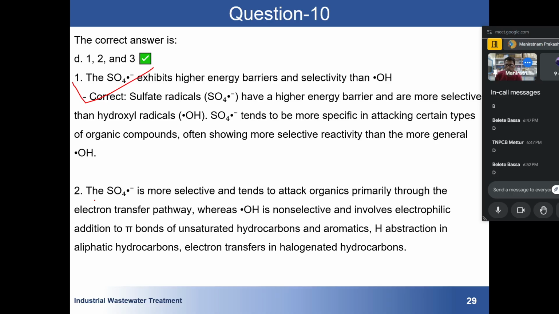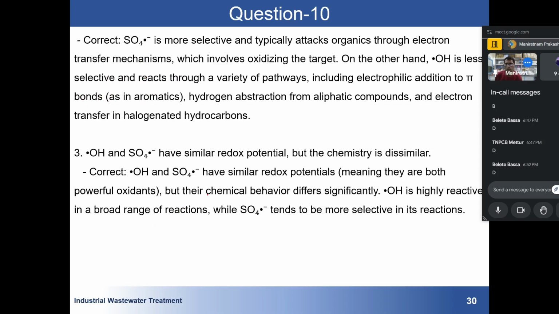Then option two: the sulfate radical is more selective and tends to attack organic carbon primarily through electron transfer, which is also correct. Now, I am writing this very briefly, but if you want to go into more detail, you are always welcome to look at the lectures. Sulfate radical typically attacks organic carbon through an electron transfer mechanism, so there will be electron transfer from the organic matter, oxidizing the target.